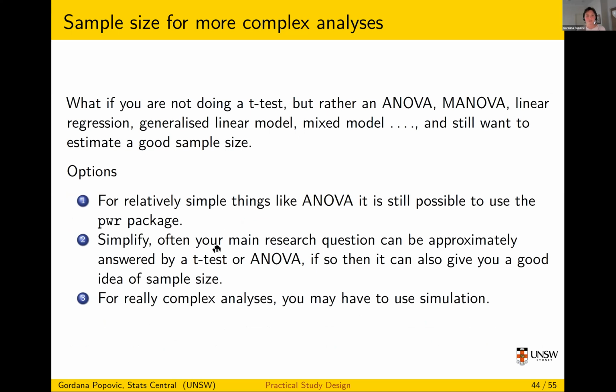Often what I would do is I try to simplify the main research. You usually have a primary research question, and sometimes it can be simplified to something approximately a t-test. It will give you an answer that, you know, power and sample size analysis is always approximate. You're never going to get an exact answer because you don't know. You're just guessing at a lot of these things. And so if you can simplify your main primary question to be an ANOVA or a t-test, then that's one way to get an idea of sample size.